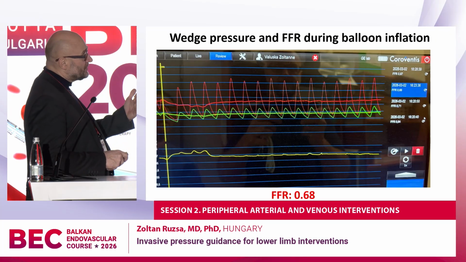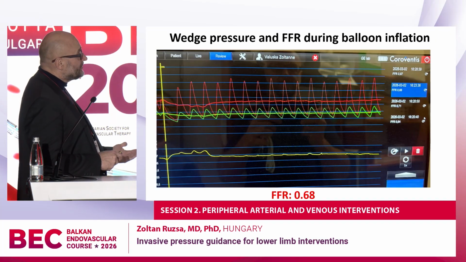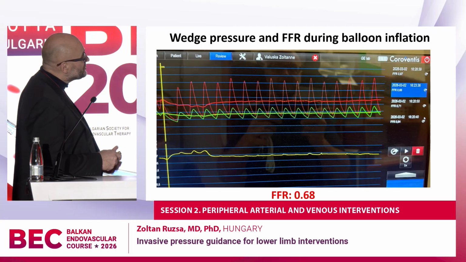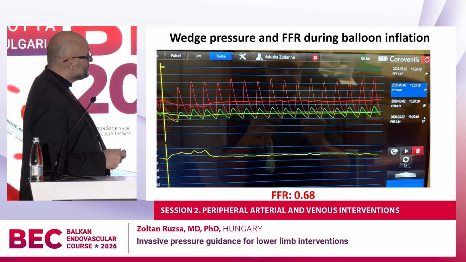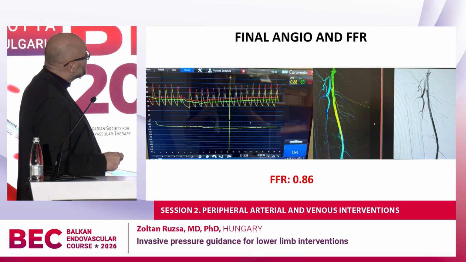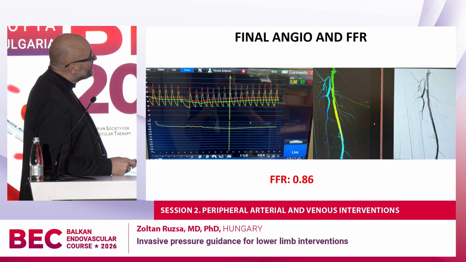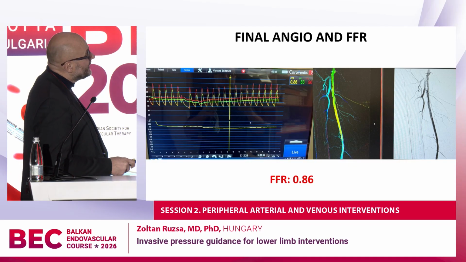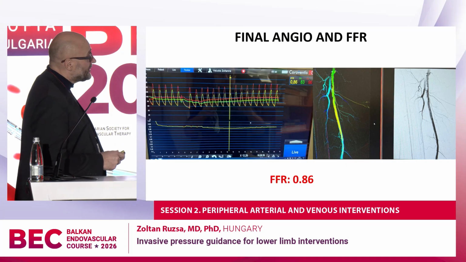So this is the pressure that the profunda gives. So sometimes we can check not just the stenosis severity, but the collaterals also. And then after the intervention, this is the result. We have some B-type dissections, but not severe. I dilated with the DCB. This is the result, and we have a nice pressure.